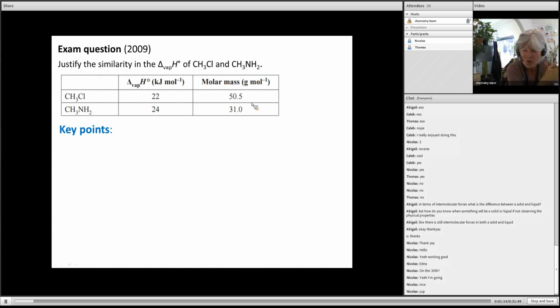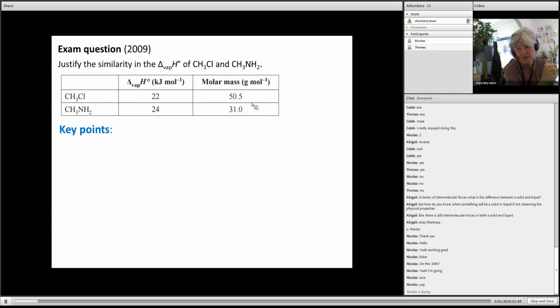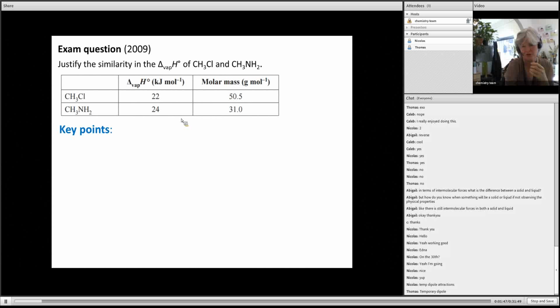So if you're given molar masses, refer to them. They're there for a reason. Okay, so what type of intermolecular force depends on the molar mass? There's only one type of intermolecular force that depends on the molar mass. Hi, Thomas. So I can see you are typing. Right, the temporary dipole. Great.